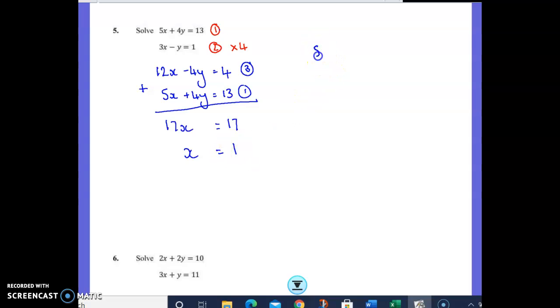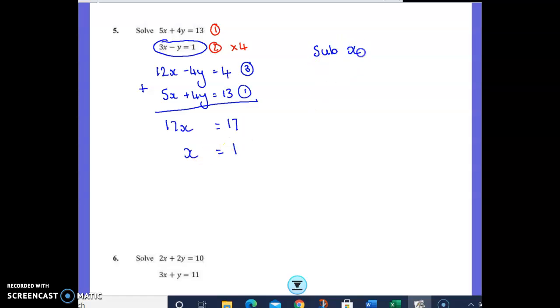Let's sub it in. It doesn't matter what equation you sub into. You can still sub into equation 2, even though you've multiplied it up. That makes no difference. But I'm going to sub into equation 1 because there's no negatives in there. I've forgotten what I'm writing here because I was talking too much.